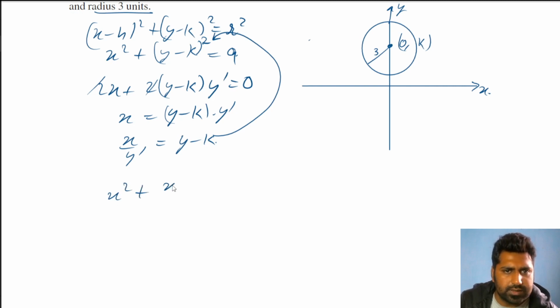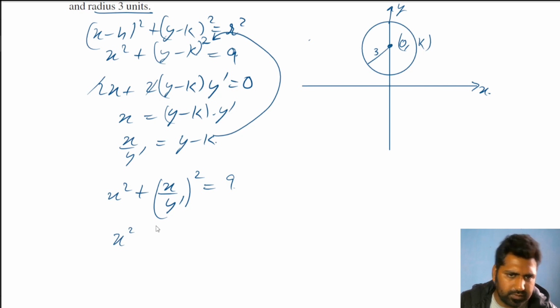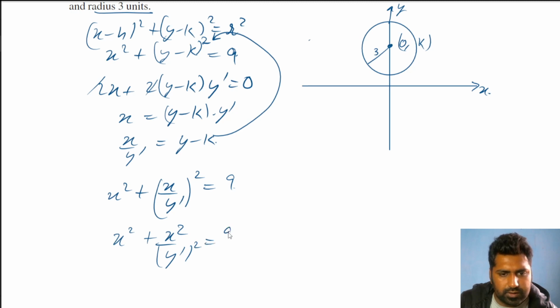x square plus x by y dash whole square is equal to 9. So you can write x square plus x square by y dash square is equal to 9. Take the LCM: y dash square x square plus x square is equal to 9 y dash square.